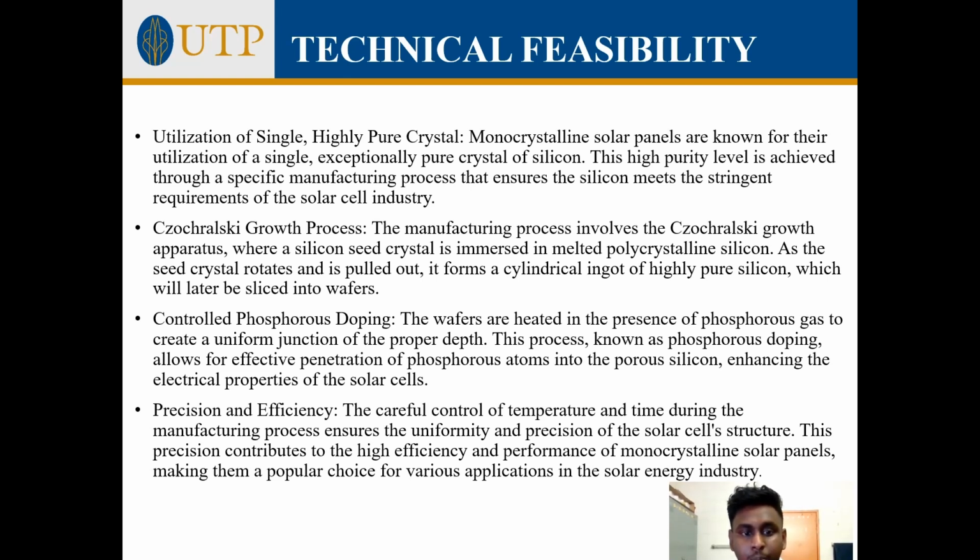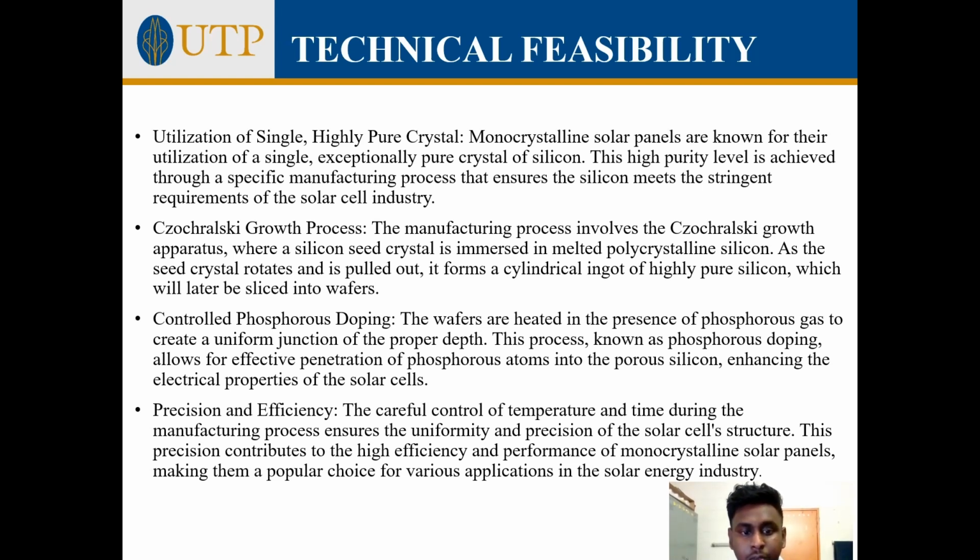Czochralski growth process. The manufacturing process involves the Czochralski growth apparatus, where a silicon seed crystal is immersed in melted polycrystalline silicon. As the seed crystal rotates, it forms a cylindrical ingot of highly pure silicon, which will later be sliced into wafers.